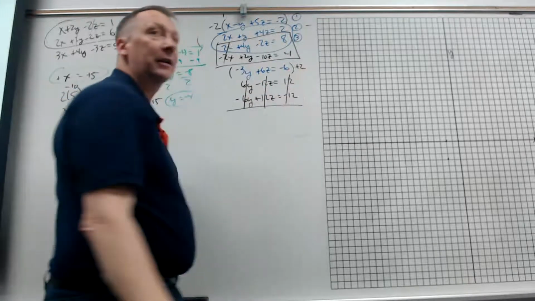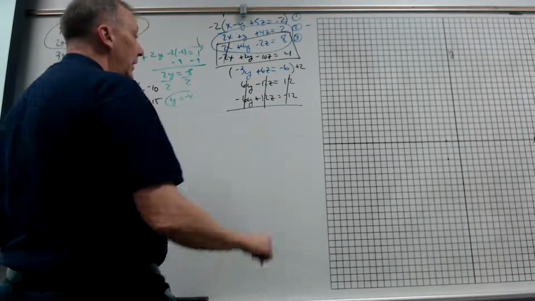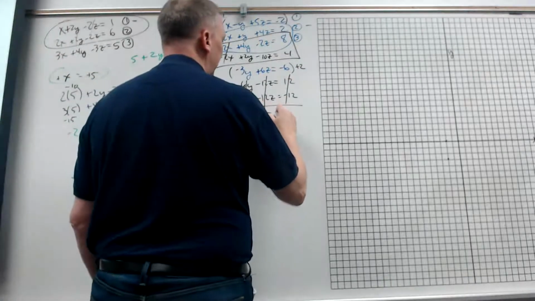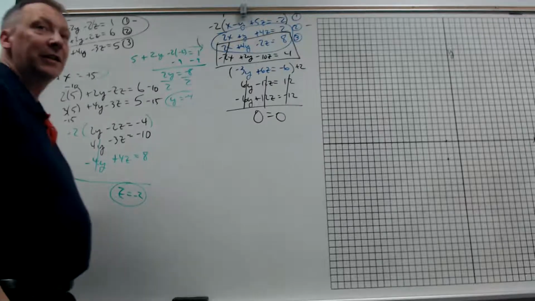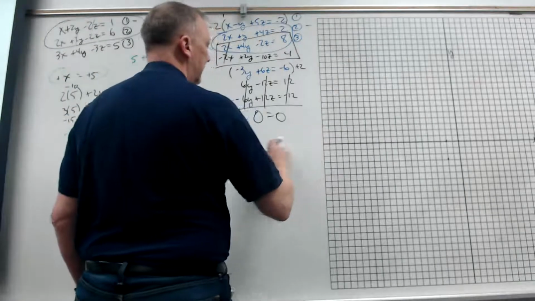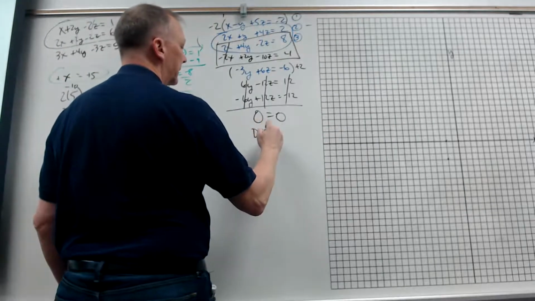And those eliminate. So I get 0 equals 0. Is that a true statement? Yes. Okay. Now, if this happens, here's what I would like you to say. The book's going to give you something else, but I'm just going to say it's a dependent system.